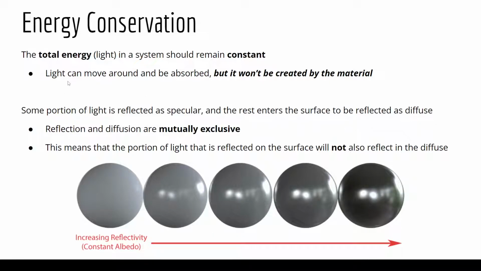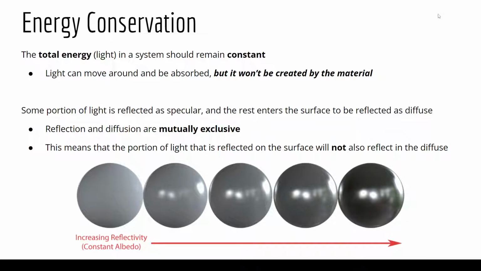The next important concept to understand with physically based rendering is energy conservation. What this says is that the total energy, or light, in a system should remain constant. The amount of incoming light interacting with the surface and the amount of light that travels around and eventually leaves should be the same. The light that comes off doesn't necessarily equal the light that comes in, because some light can be absorbed, so some portion of light is fully absorbed and turned into heat.